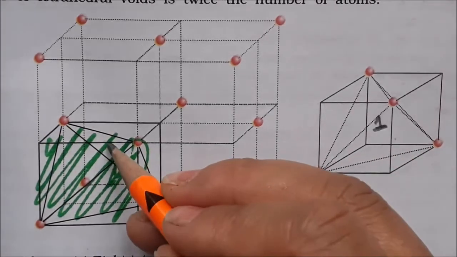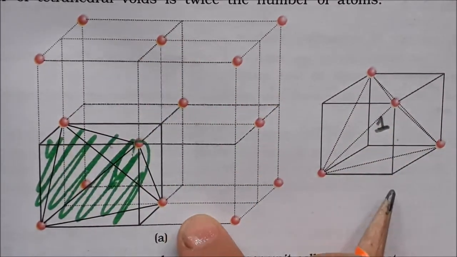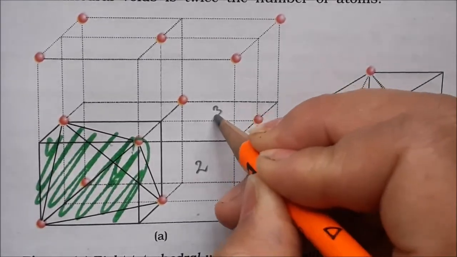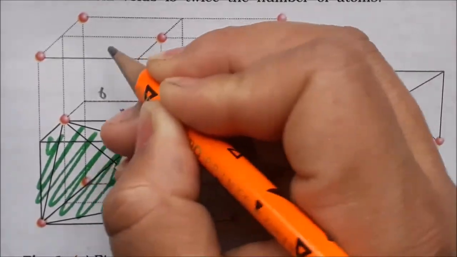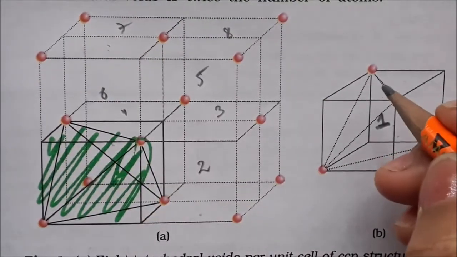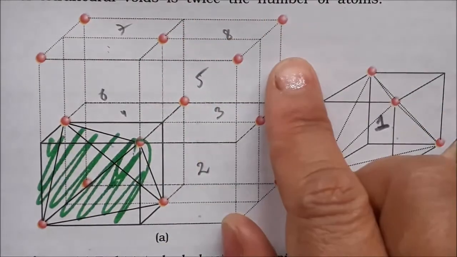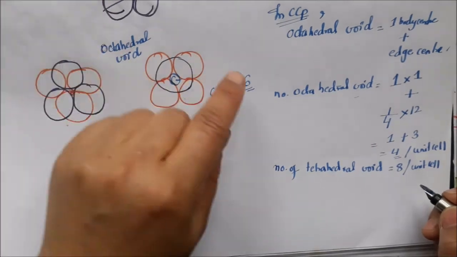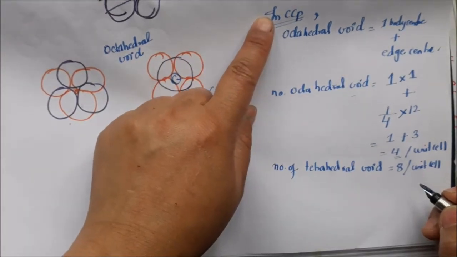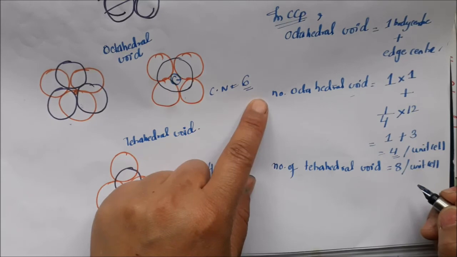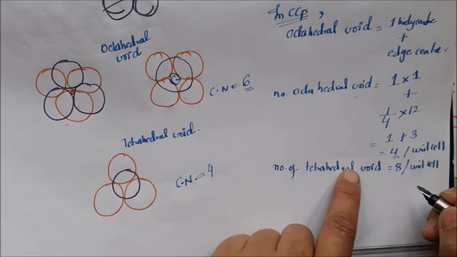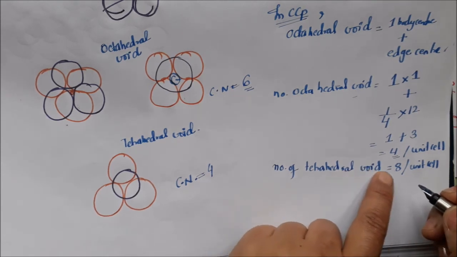Similarly here there is one. So how many subunit cells are there? Total 8. So you will get one, two, three, four, five, 6, 7 and 8 total tetrahedral voids in one unit cell of the CCP pattern. So what we can say is, in the CCP arrangement or pattern, the total number of octahedral voids per unit cell is 4, and the total number of tetrahedral voids per unit cell is 8.